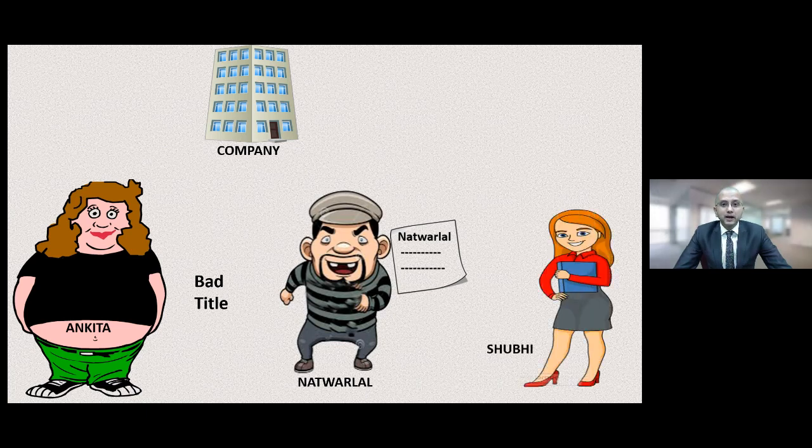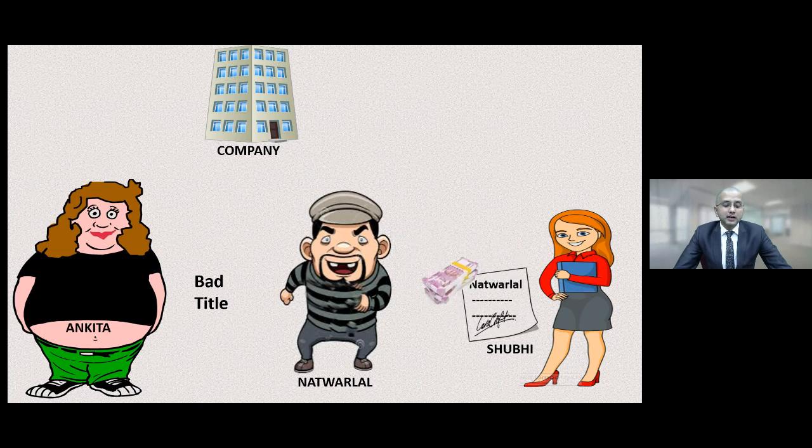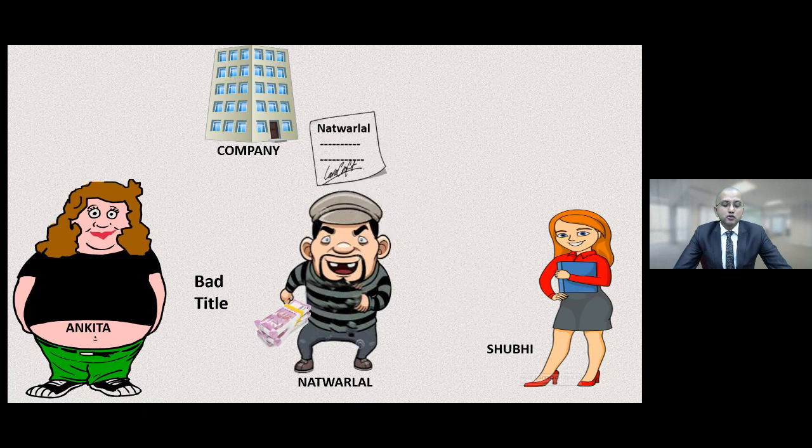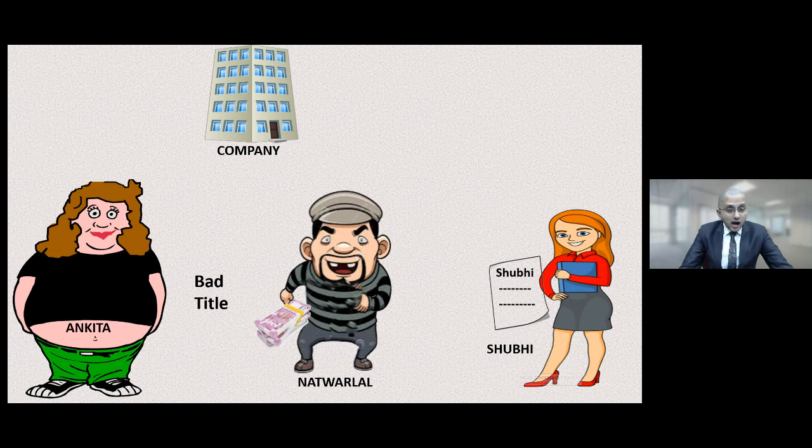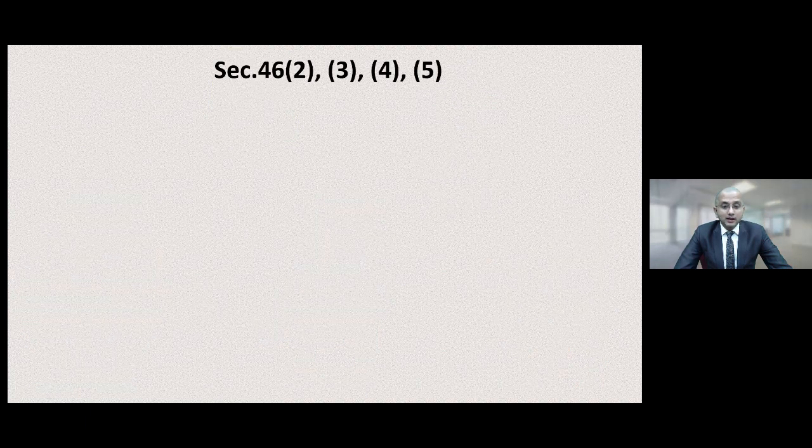Then some genuine buyer of the share certificate appears, named Shubhi. Then Natwarlal puts his original signature. See the animation? He puts his original signature and then gives the share certificate to Shubhi. Then Shubhi pays cash to Natwarlal, and Shubhi sends it for transfer to the company. Then the company transfers it in the name of Shubhi and gives it to Shubhi. So see how much animation there is. Behind the scene, a whole story was there. Shubhi will also have a bad title.